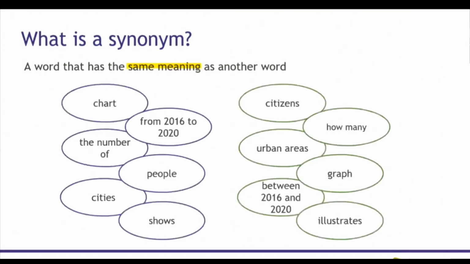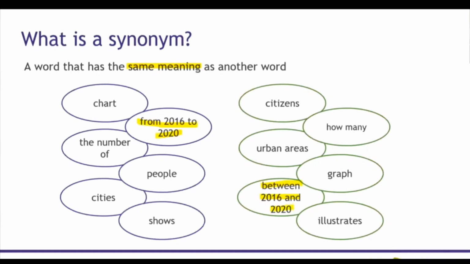Now, on the left of the screen, in the purple bubbles, we can see some words related to an academic writing task 1. And on the right, we can see some synonyms for these words in the green bubbles. Some of these are very easy to identify. For example, from 2016 to 2020, we can just change this slightly to between 2016 and 2020.